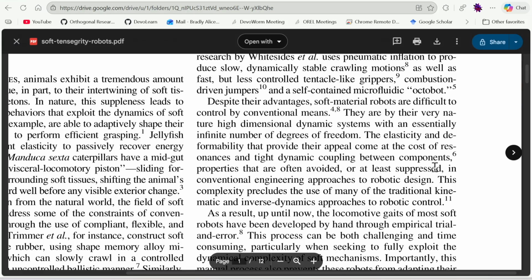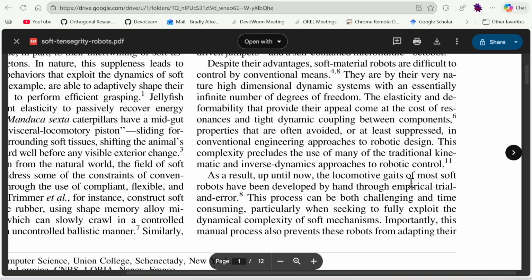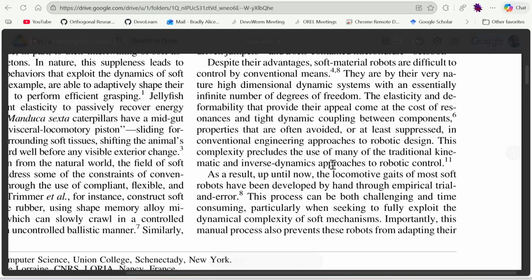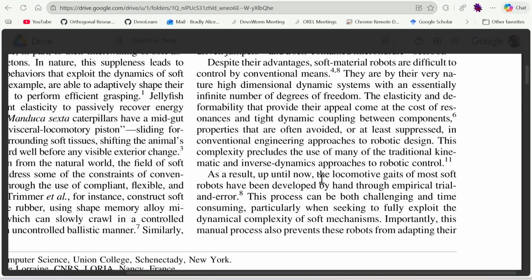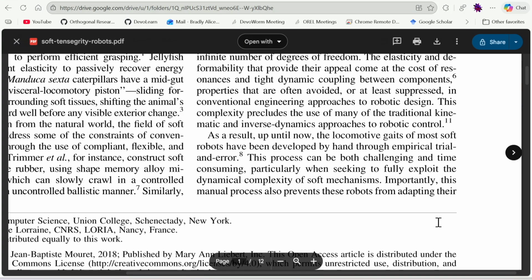This complexity precludes the use of many of the traditional kinematic and inverse dynamics approaches to robotic control. Up until now, the locomotive gaits of most soft robots have been developed by hand through empirical trial and error. This process can be both challenging and time-consuming, particularly when seeking to fully exploit the dynamical complexity of soft mechanisms.